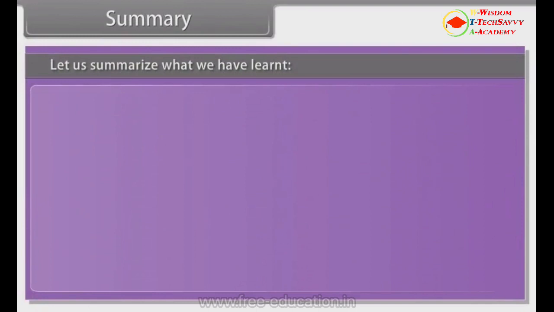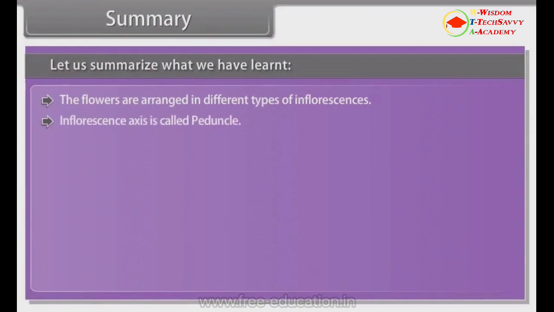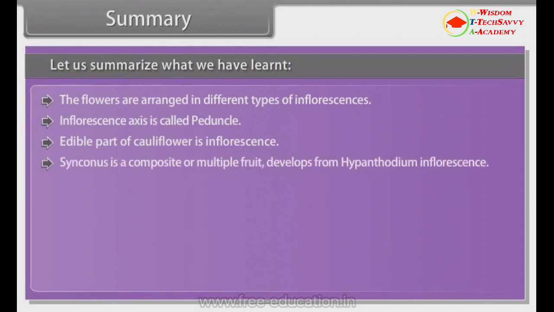Summary. Let us summarize what we have learned. The flowers are arranged in different types of inflorescences. Inflorescence axis is called peduncle. Edible part of cauliflower is inflorescence. Syconus is a composite or multiple fruit that develops from Hypanthodium inflorescence.